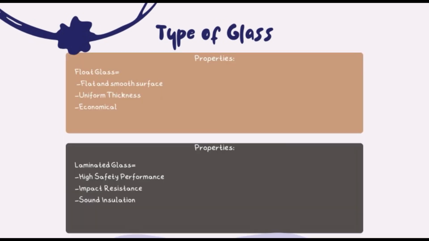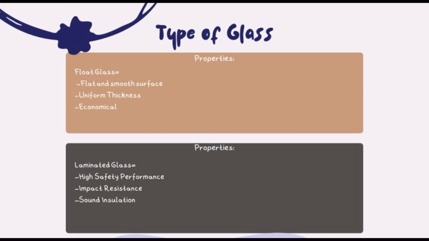Next, about property of float glass and laminated glass. First, the property of float glass. Float glass has a very smooth and flat surface. It is transparent and clear, allowing a high amount of light to pass through. It is brittle, meaning it can break easily if hit.